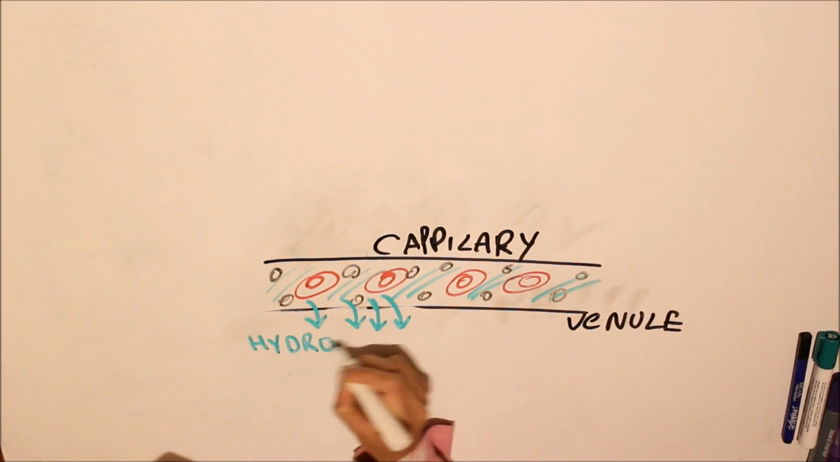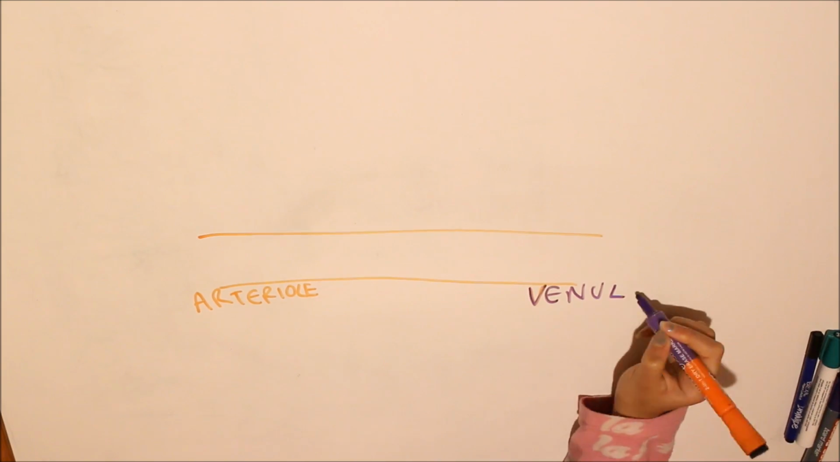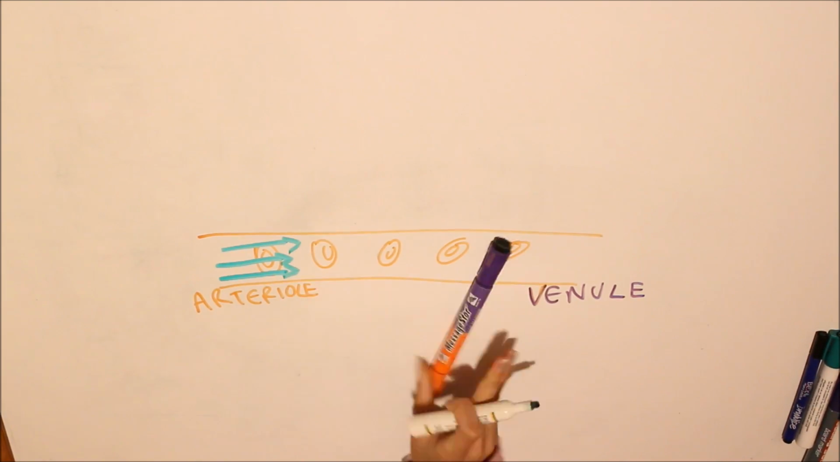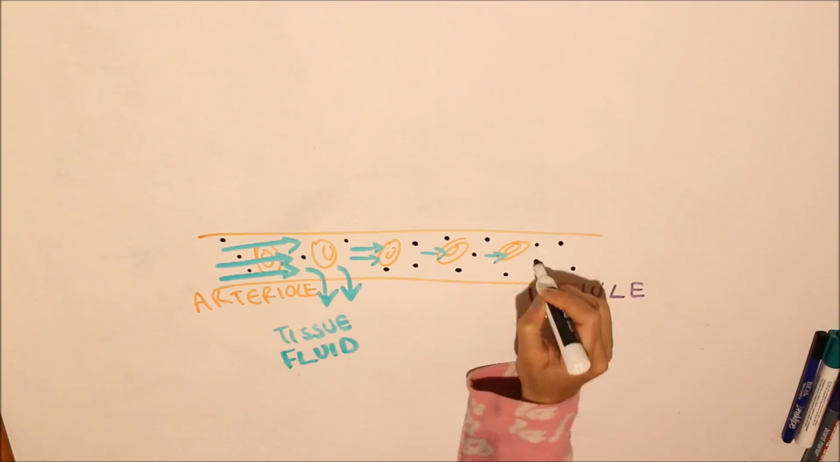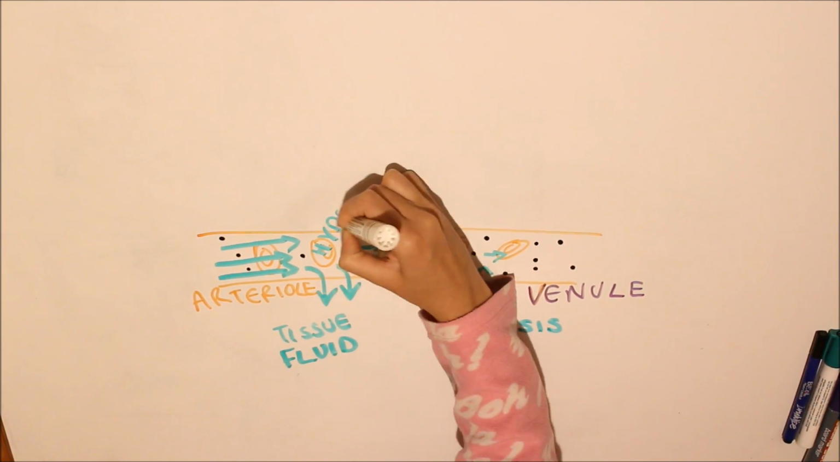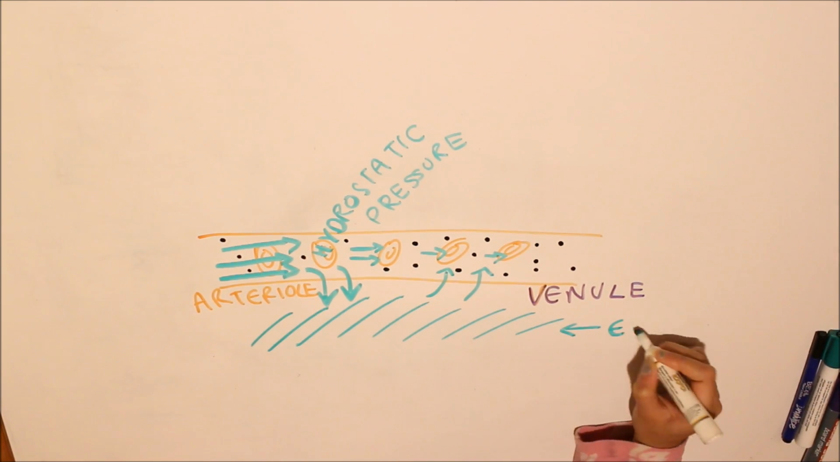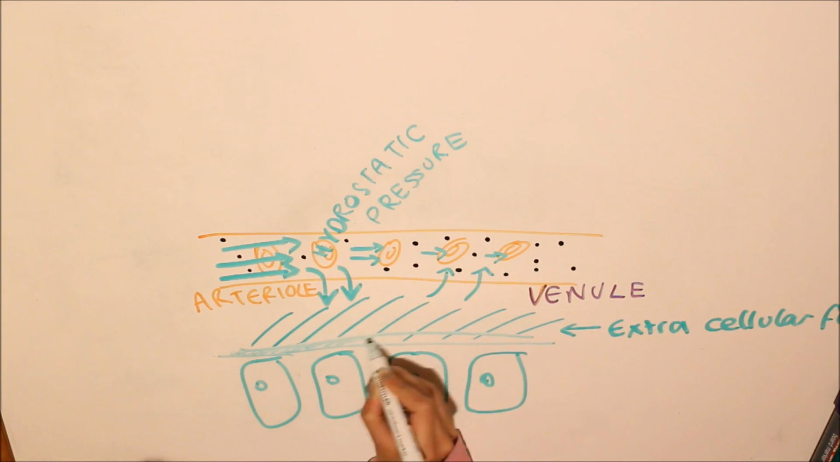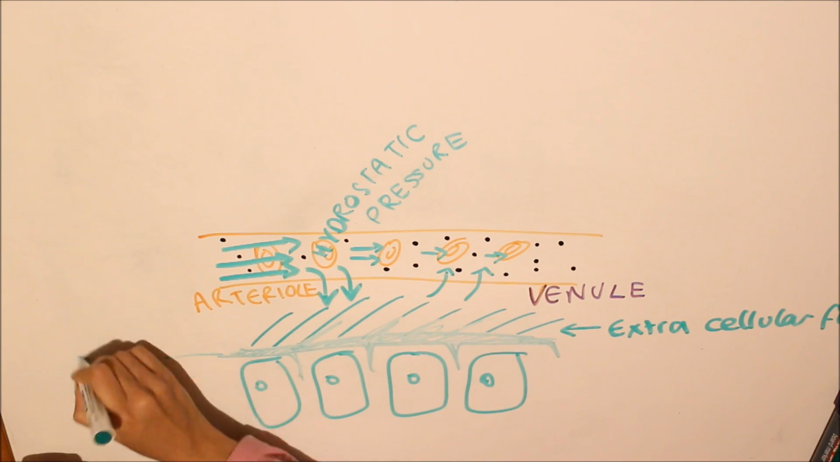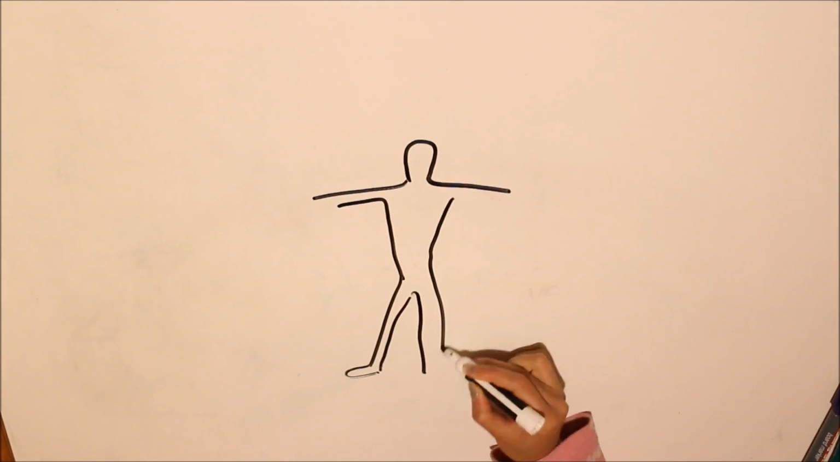The arterial end of the capillary has high hydrostatic pressure that drives nutrient-rich fluid out of the capillaries into the extracellular space and bathes cells to allow diffusion and exchange of nutrients and waste. At the venous end, the hydrostatic pressure is low and the osmotic pressure is high due to the presence of plasma proteins in the blood. This drives tissue fluid or extracellular fluid back into the vessel.